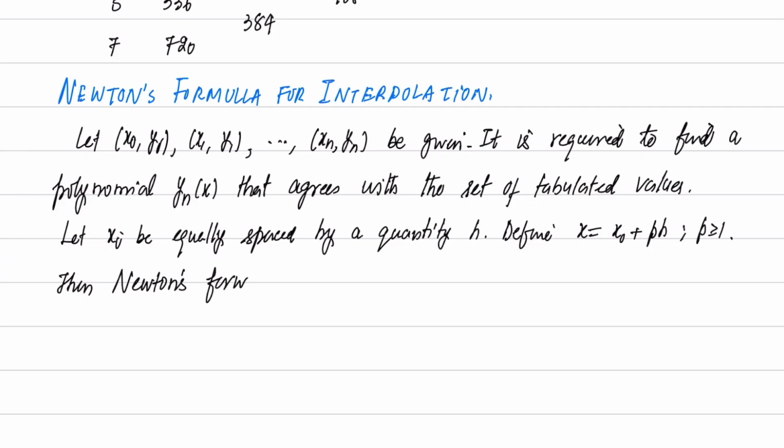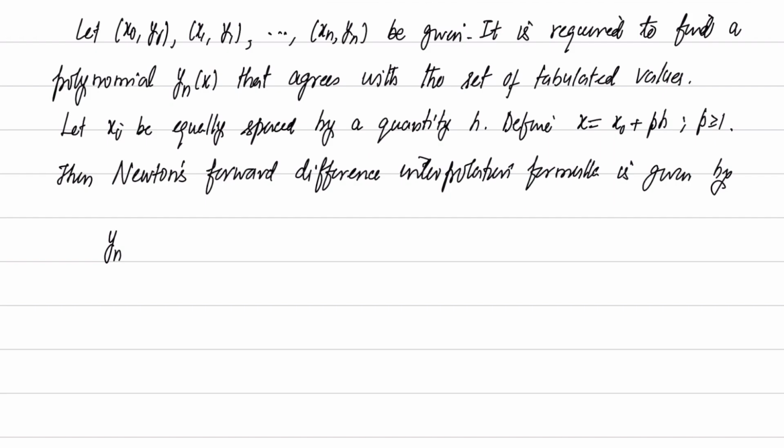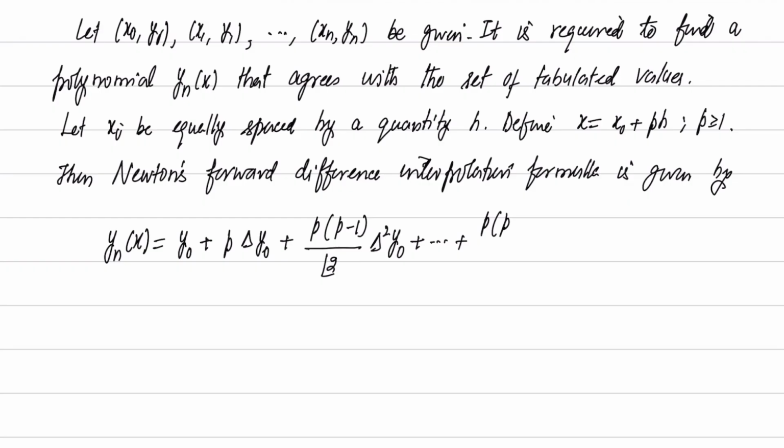Newton's forward differences interpolation formula is given by, or defined as, yn of x is equal to y naught plus p delta y naught plus p into p minus 1 divided by 2 factorial delta square of y naught plus so on plus p into p minus 1 into p minus 2 and so on up to p minus n minus 1, whole divided by n factorial delta power n of y naught. So that is the Newton's forward difference interpolation formula.